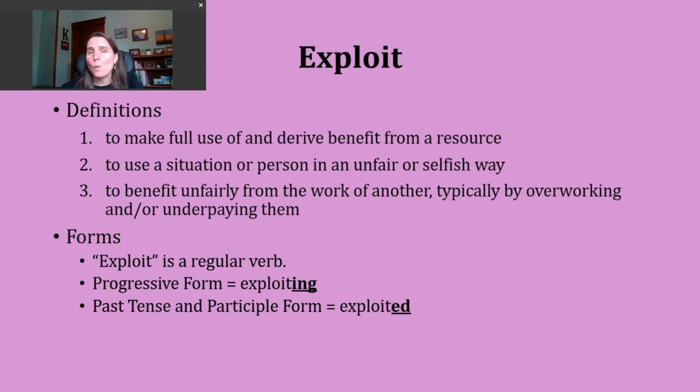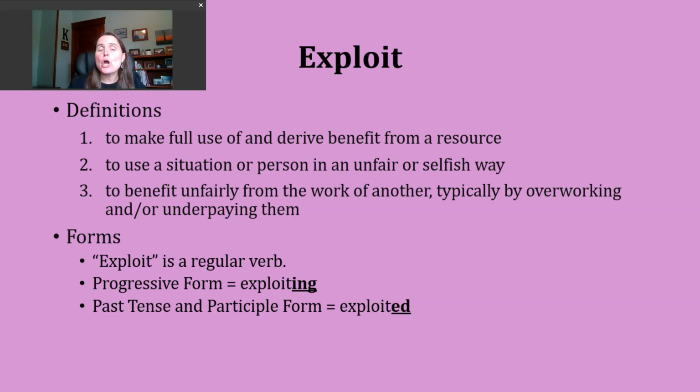A third way the verb exploit gets used is connected to that second way, but it's to benefit unfairly from the work of another person. And that might mean that someone is being overworked and or they are being underpaid. So again, the second and third definitions have a pretty negative meaning to them.